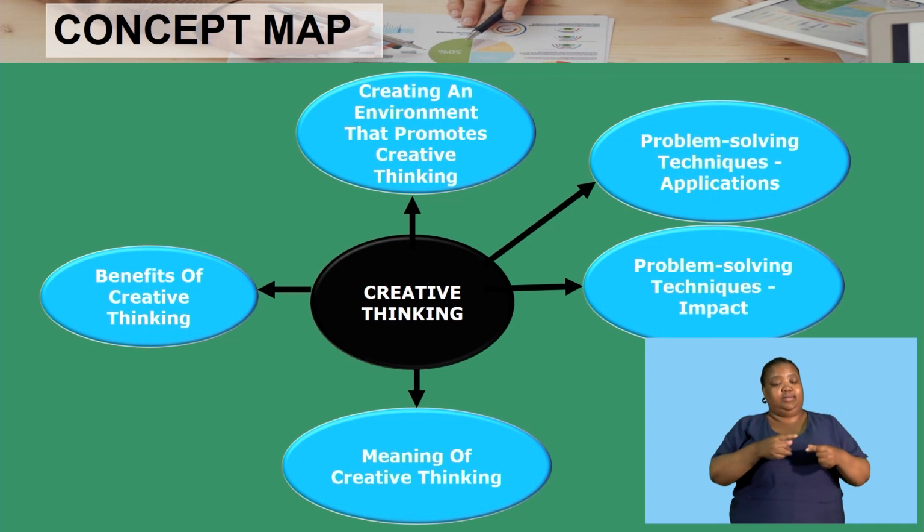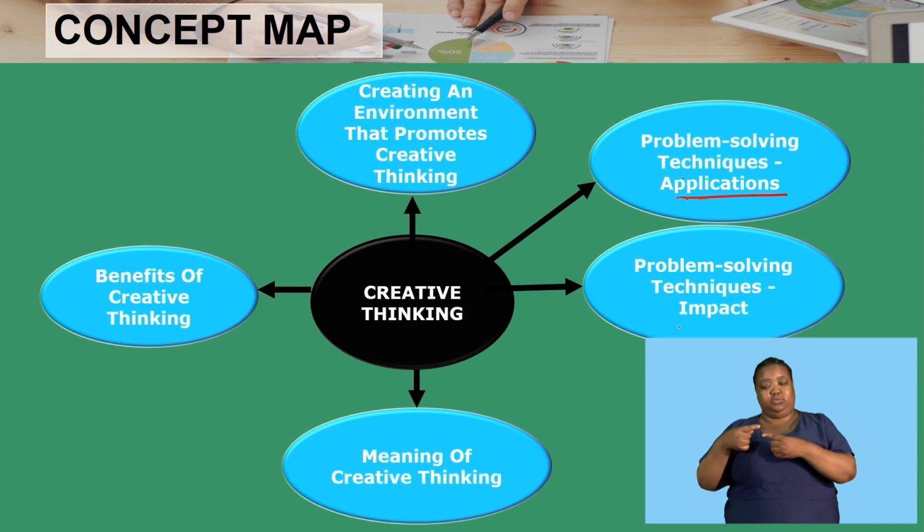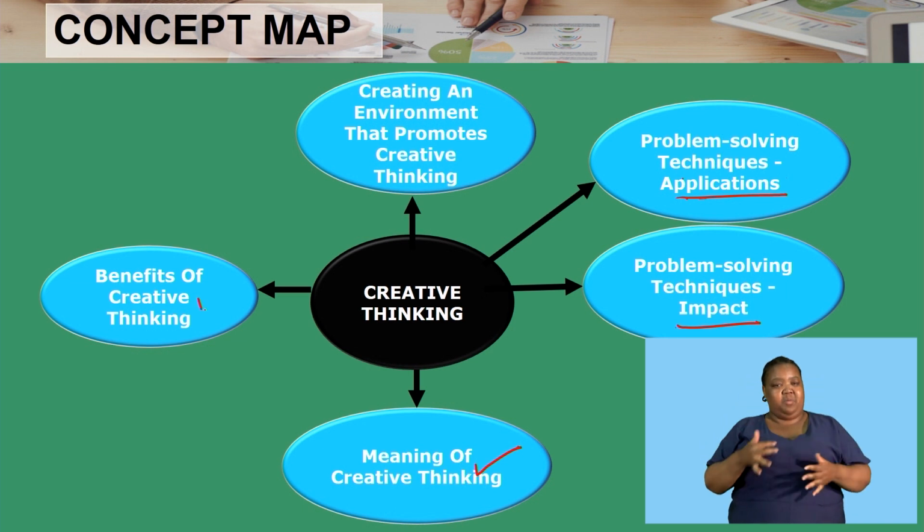So now we're just going to be wrapping up. Remember, our topic was problem solving and creative thinking. This is a journey that we went through. We started this journey together. We started with the problem solving techniques, and we did the applications of these techniques. We did the impacts of these techniques, which were brainstorming and nominal group technique. We defined creative thinking. We've elaborated on the meaning of creative thinking. We discussed the benefits of creative thinking, and then we also discussed ways in which we can create an environment that promotes creative thinking.